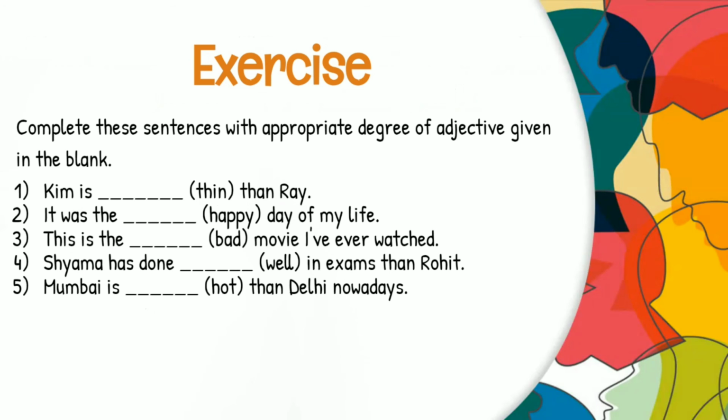One more thing you have to remember in the rules while adding ER or EST is that if the last letter of the word is consonant, and before this consonant there is a vowel, like over in this sentence it is I before N, N is consonant, I is vowel. In this way the consonant will be doubled and it will be thinner. Remember this rule as well.